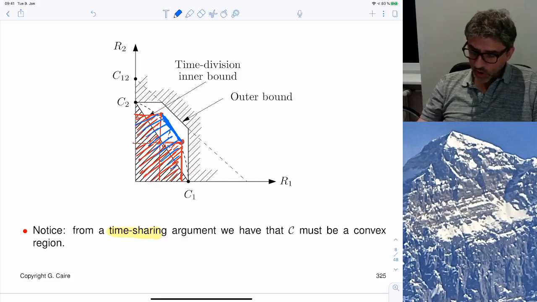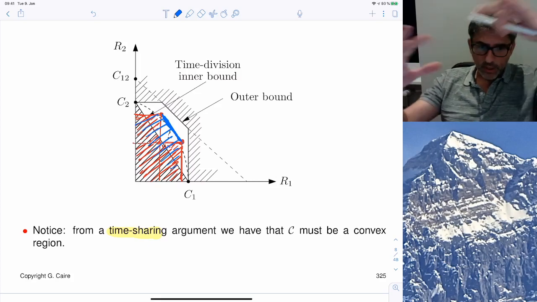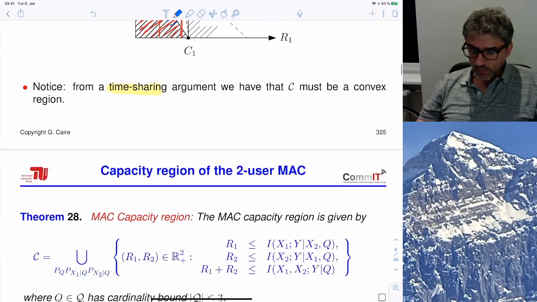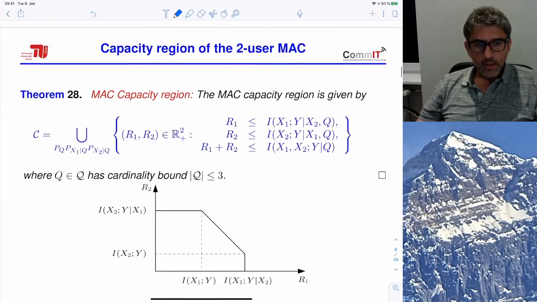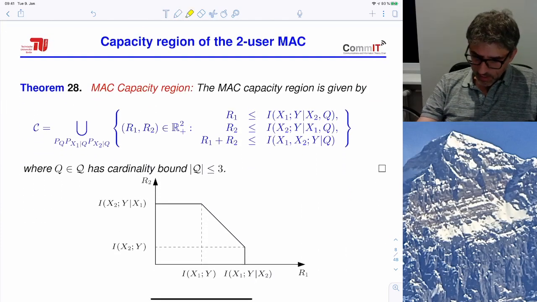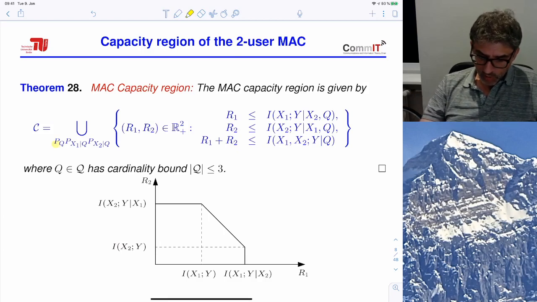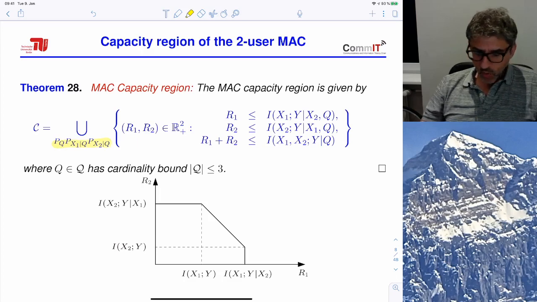Okay, so the region is convex, like a potato limited by the two axes. And now we want to discover what this region looks like. Here is the theorem that says that the MAC capacity region for two users is given by the union, over all possible distributions of the type p(q) p(x1|q) p(x2|q), of the rate pairs satisfying these three inequalities.